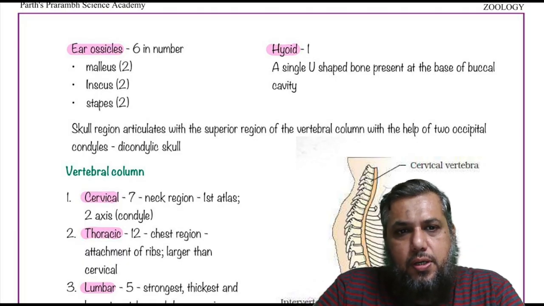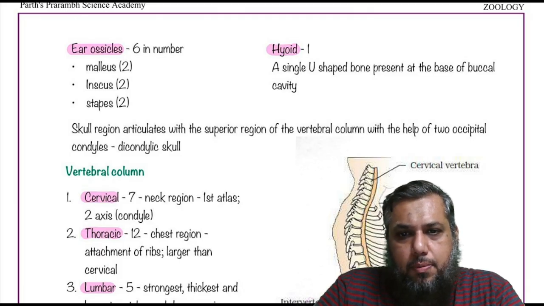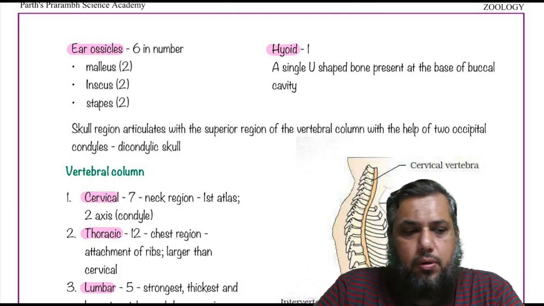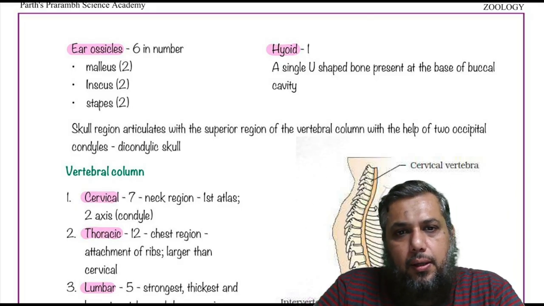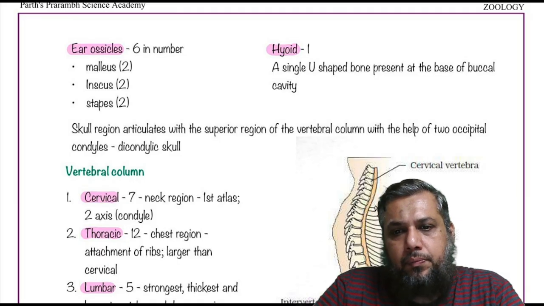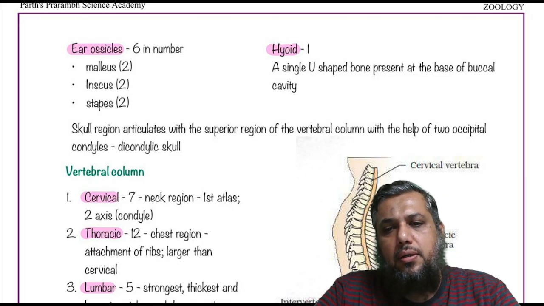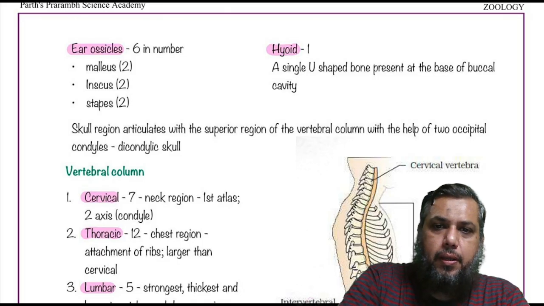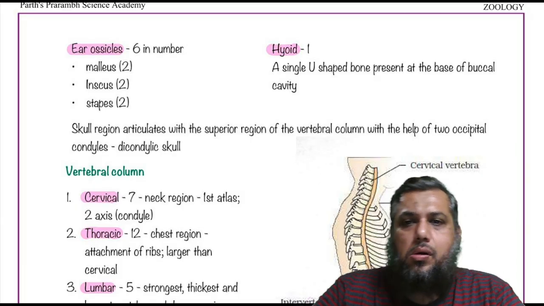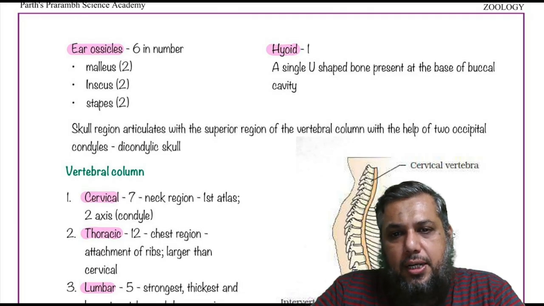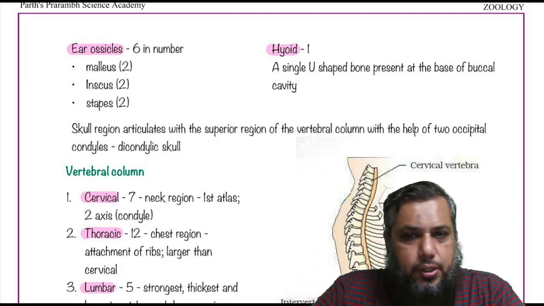There are ear ossicles which are 6 in number, a pair of malleus, a pair of incus and a pair of stapes. सबसे छोटा बोन जो है बॉडी का वो स्टेप्स है. हायोइड हमारे नेक रीजन में, and it is between the mandible and the larynx part. It's a U-shaped bone, and it provides surface for the attachment of tongue muscles. Hyoid is not now considered as the bone of the skull.